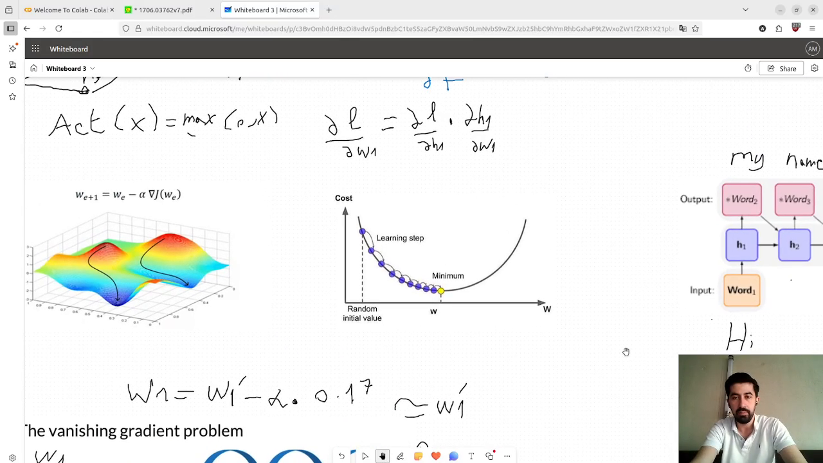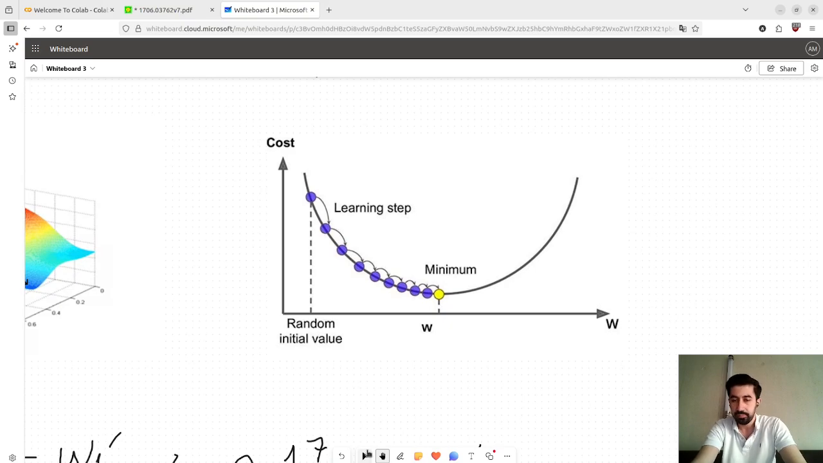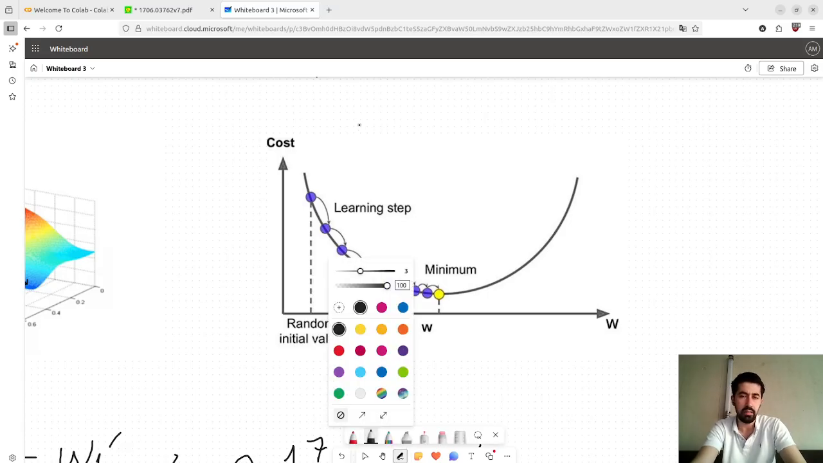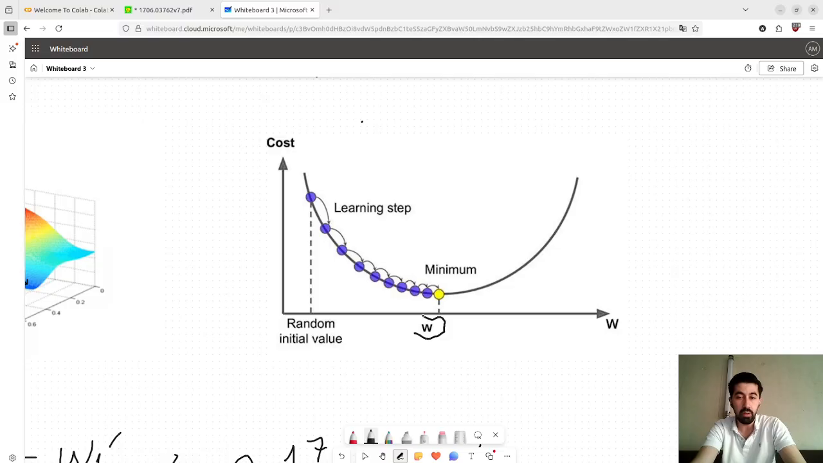So here I have a curve for the loss, not for the gradient descent, and we want to get the optimal W. If we have a vanishing gradient, the update will be very, very minimal, which will make the network take forever to converge. While if we get a very big number, we will jump from here to here. So it will also be very hard for the network to converge. And this is one of the main problems recurrent neural networks suffered from.